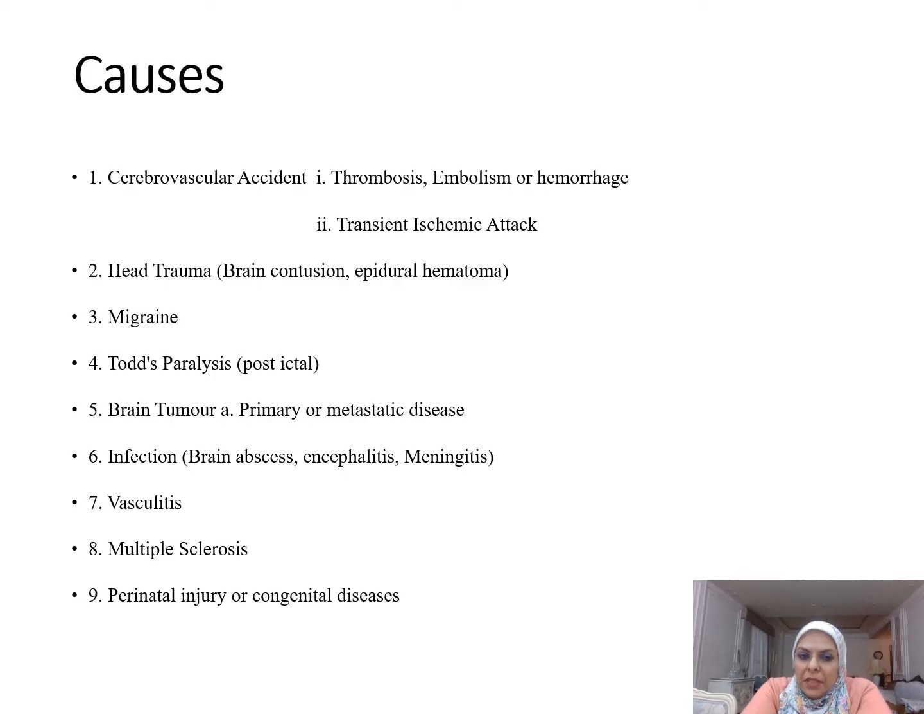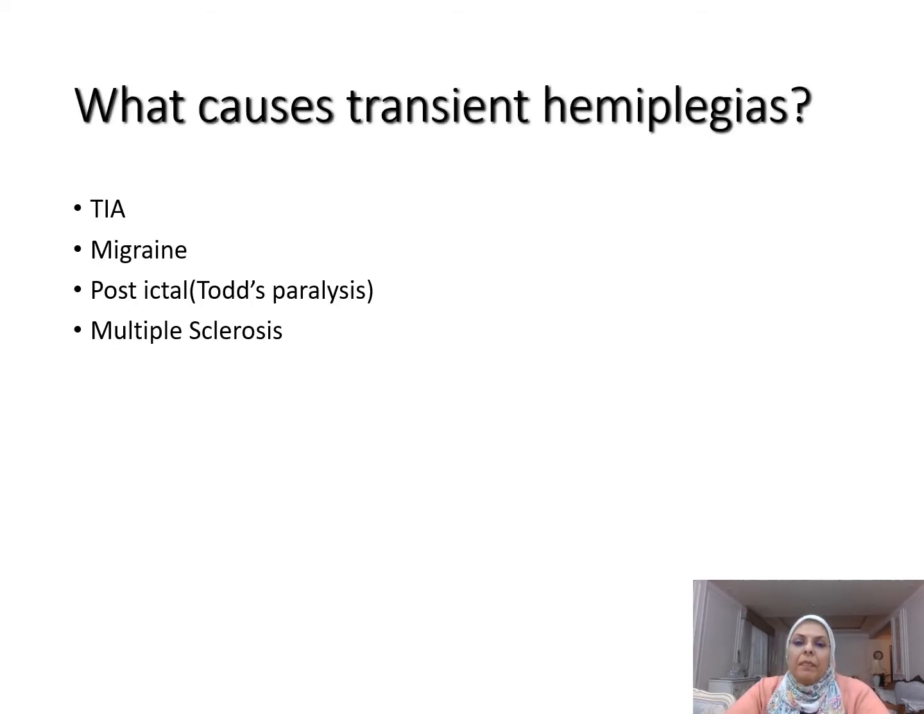Post-ictal, after some seizures, some epileptic patients develop Todd's paralysis, which is a transient paralysis where the seizure occurred. It's usually in the post-ictal phase for minutes or hours, and then it is relieved. So again, it is a cause of transient hemiplegia, not permanent hemiplegia. CNS infections, vasculitis, and multiple sclerosis might present with hemiplegia as a symptom.